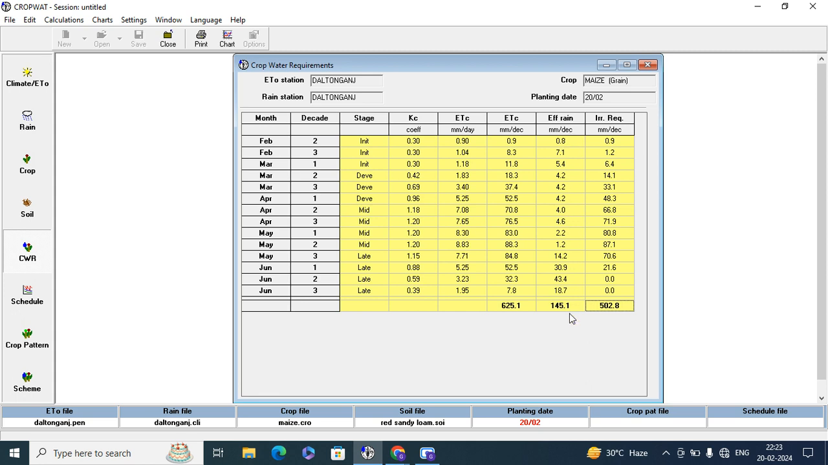So this is the effective rainfall amount, 145.1, and the potential evapotranspiration value is 645.1. So the potential evapotranspiration value is considered to be the outcome of the water. It means those are the outgoing water. Those water is not utilized by the crops. So if you subtract the value of 145.1 from 645.1, you will get this value, 502.8. So this value is closer to this value.